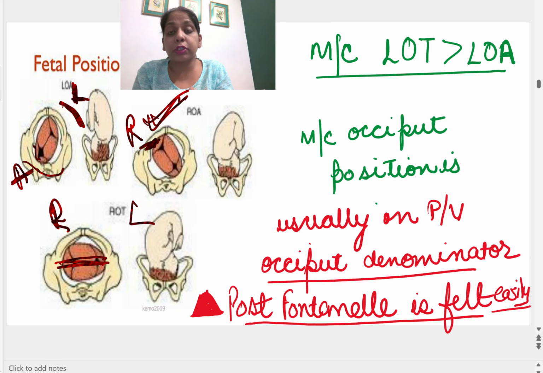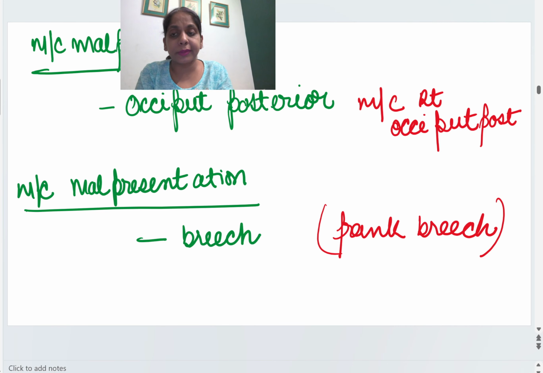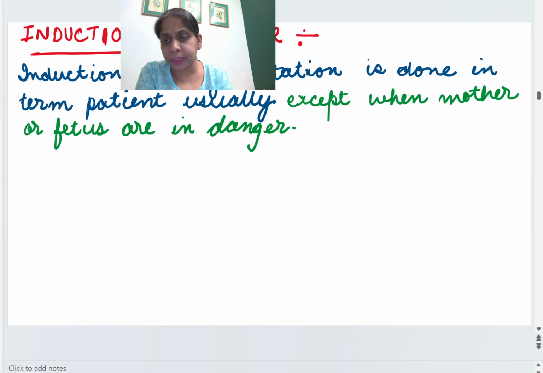So when the occiput will be anterior, which fontanelle will be felt? Posterior fontanelle, triangular fontanelle. Okay. The most common malposition is right occiput posterior. This was the most common malposition, right occiput posterior. And which is the most common malpresentation? It is breech presentation. Okay, frank breech, it is frank breech.